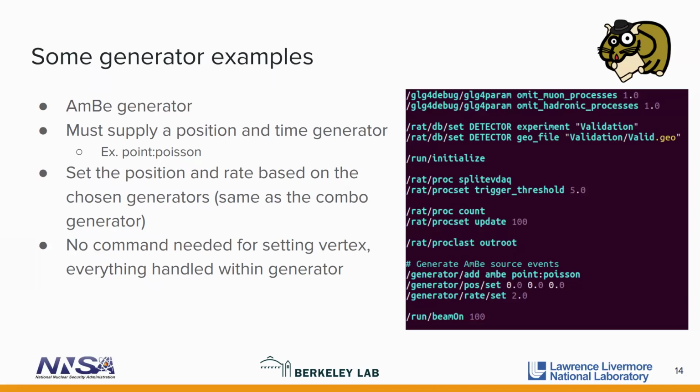Yeah. In this generator, why have you not set the momentum and energy? In this case, the generator itself handles all of that. It loads RATDB tables within the generator to decide what energy to produce the gammas at and what energy to produce the neutrons at. And for the isotropic, right?